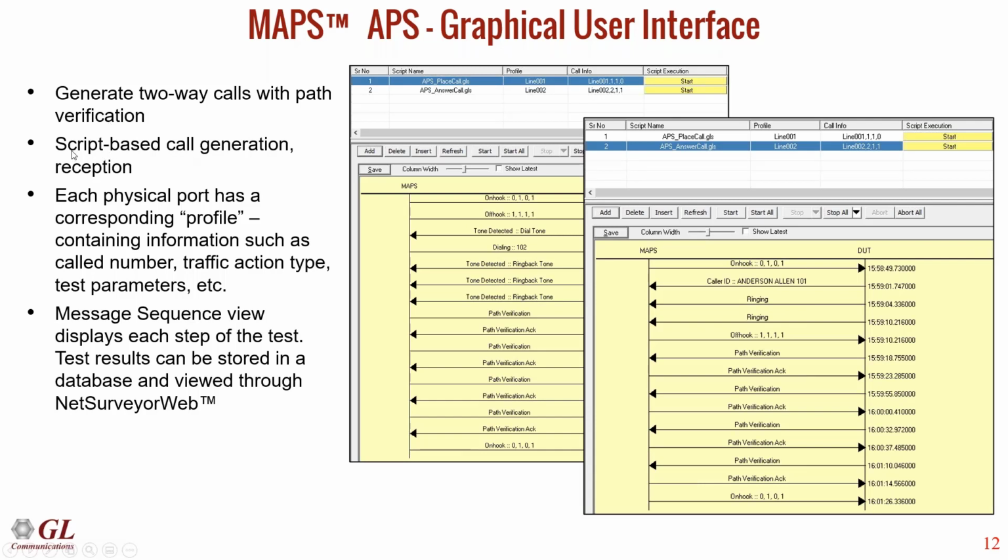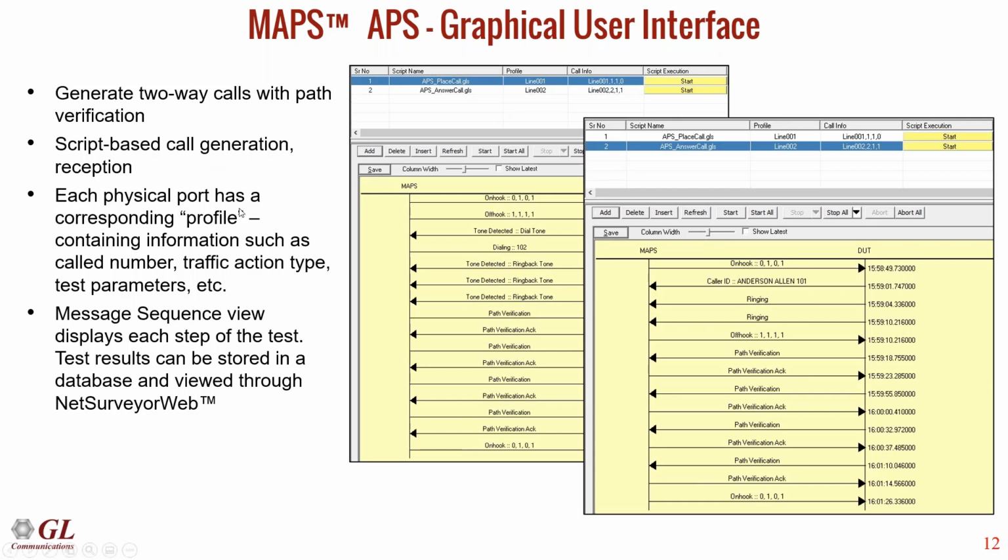Basically we're running scripts in the background. If you can see this, it says script name, and it says APS place call.gls or APS answer call.gls. These are just simple scripts that are running in the background that you can start in order to generate and receive the calls. And these are already configured for you, so you don't need to really go into them.